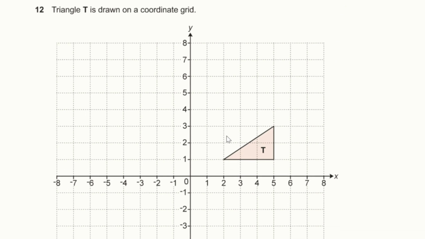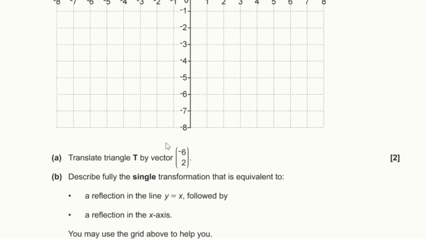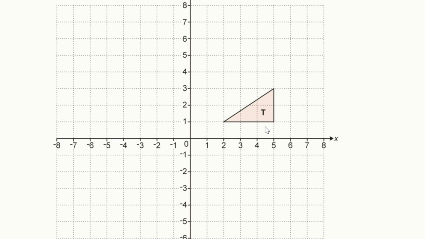Question number 12. Triangle T is drawn on the coordinate grid, that's what we see here, and we have to translate T by the vector -6, 2. Now if I pick any point, for example this one, I need to go 1, 2, 3, 4, 5, 6 to the left, and then I go 2 up. So that corresponding point will be over here. And then I finish off the triangle. The triangle would look something like this.